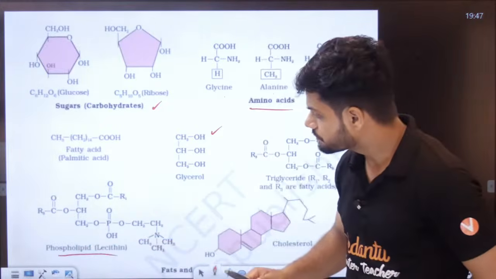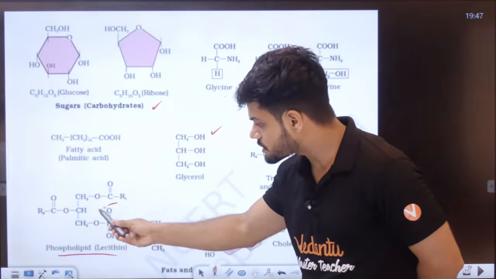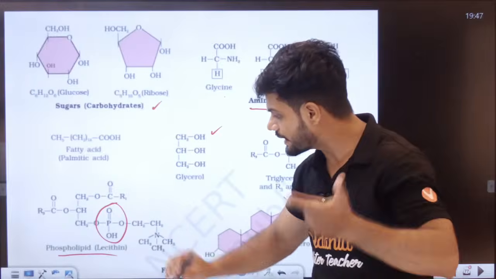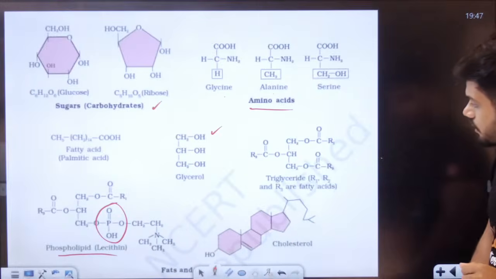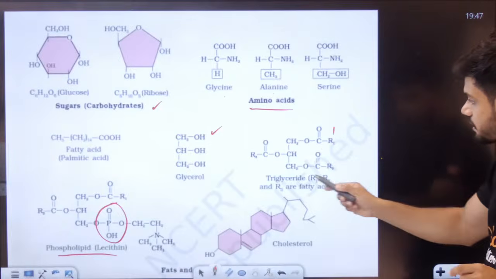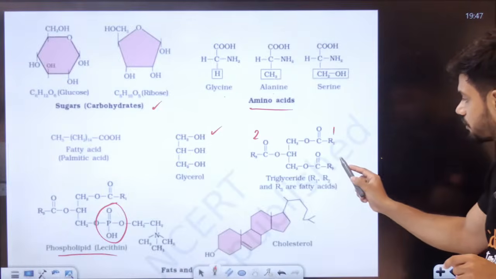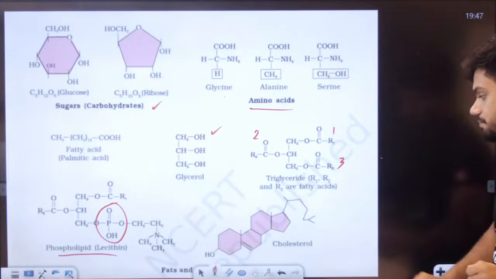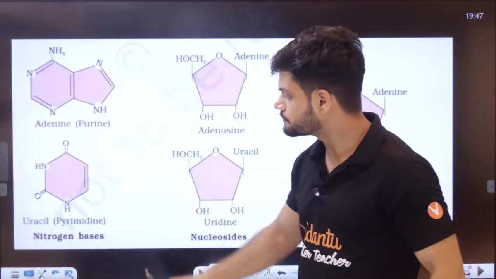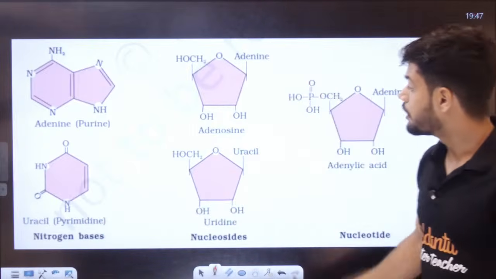Phospholipid, lecithin. Can you see? This lecithin has a phosphate group here. So it has fatty acid, it has glycerol, and it has phosphate here, 3 things. Then the triglyceride: every single oxygen carries one fatty acid here, a second fatty acid here, a third fatty acid here. Triglyceride. Cholesterol is a derived lipid. See, purines, adenine; pyrimidine, uracil.